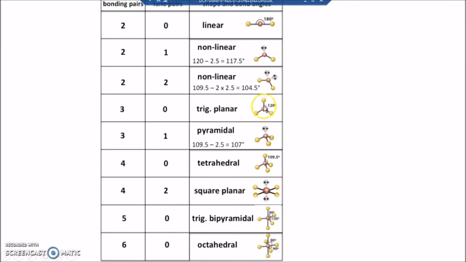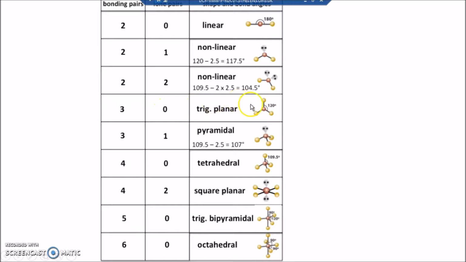3 bonding pairs, something like BCl3 or BF3, where boron's in group 3, 3 electrons in outer shell, bonds 3 Fs, an F, an F, and an F, and so no lone pairs left over. All 3 electrons in the outer shell are involved in bonding pairs. Stays planar, so as long as these 2 numbers add up to 3 or less, it's going to stay planar.